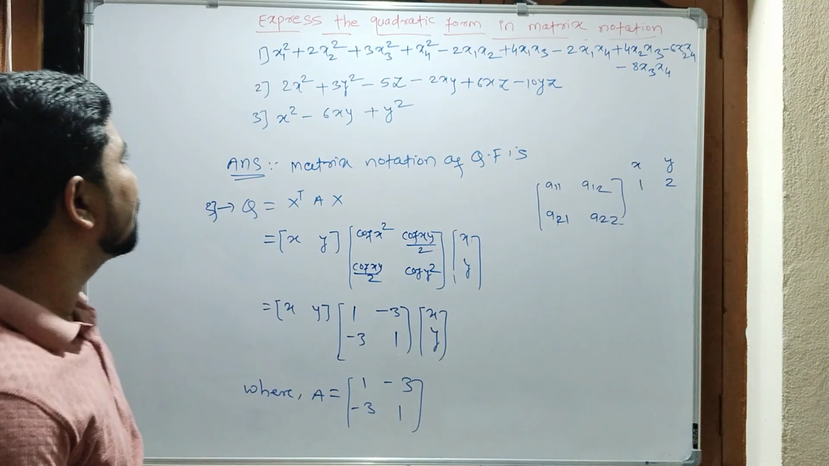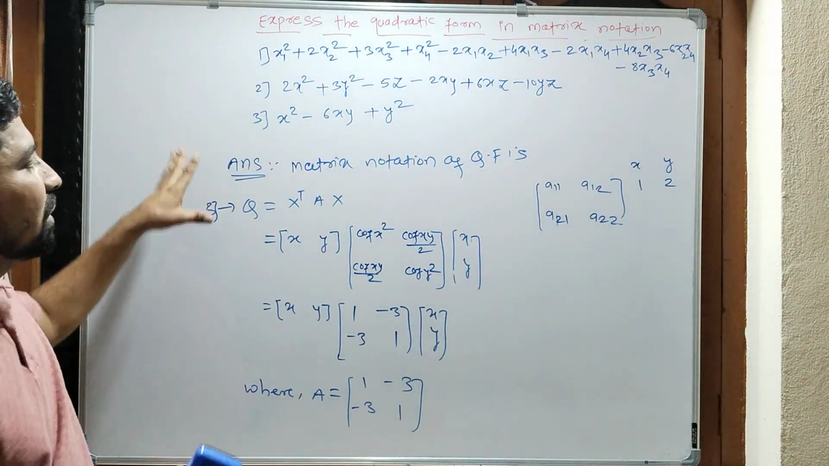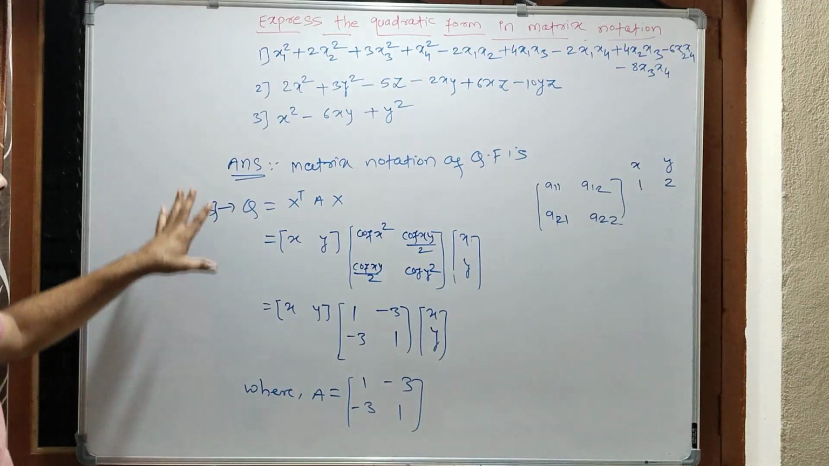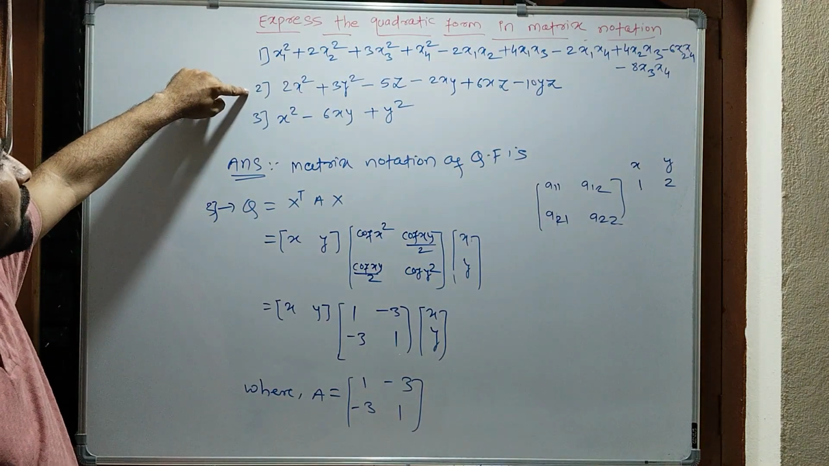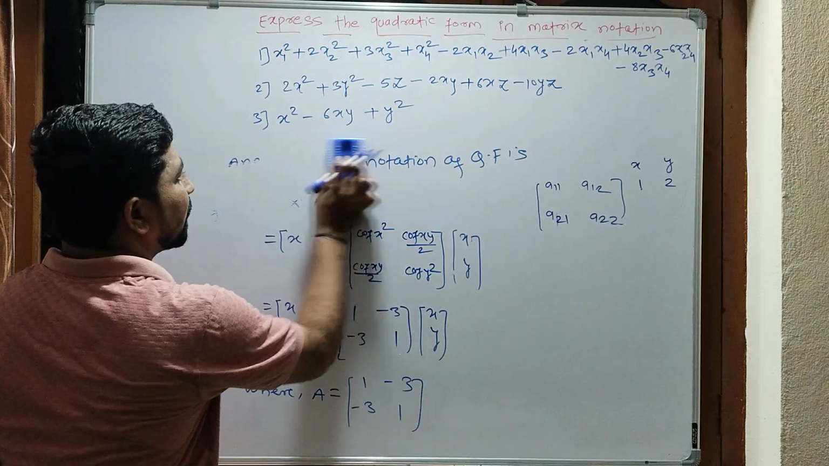Now I want to write the matrix notation corresponding to this quadratic form. So here please pause and write. So now I will write the matrix notation corresponding to this quadratic form 2. So here I hope all of you have written.